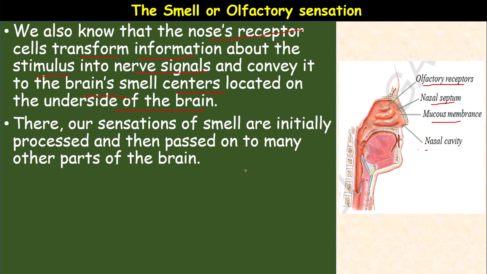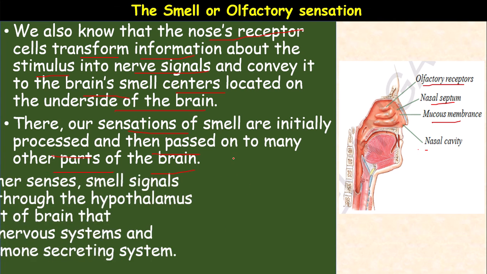When the odors or chemicals dissolve in the mucus, they are carried by the olfactory receptors. They convert them into nervous signals and carry them to the brain. There our sensations of smell are initially processed and then passed on to many other parts of the brain. Underneath the brain, this olfactory center is present.